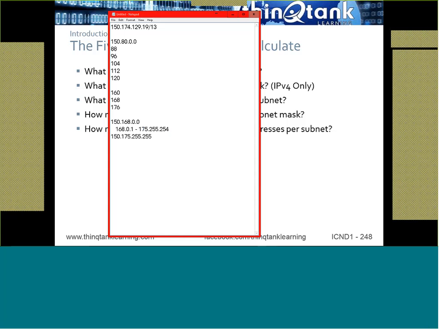Now, this process that I used in my head, right? I didn't do any binary math. I didn't do any logical ANDing or logical ORing or converting bits to ones and zeros. I basically looked at the subnet mask and I said, okay, based on this subnet mask, I know what the makeup of the network is.